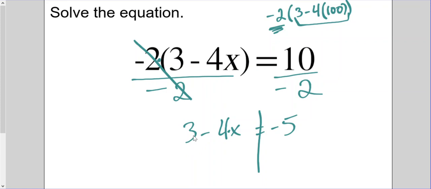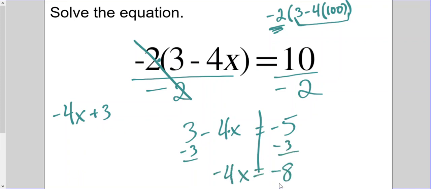This is really a positive 3 that I want to cancel out. That negative sign is talking about this term. If it makes you more comfortable, you could rearrange this. That's a negative 4x, and this is a positive 3. Those are the exact same expression. So to cancel out this positive 3, I'm going to subtract 3 on both sides. That would give me negative 4x equals negative 8, and then I have one more step, canceling out that multiplication.